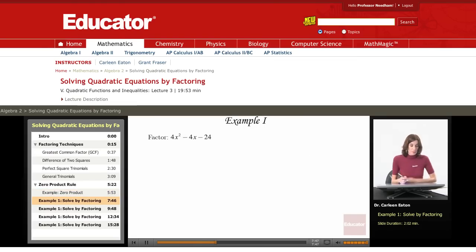So trying this out, first I'm just asked to factor. And recall that the first thing you want to do is factor out any greatest common factor, because that's going to make whatever's left much easier to work with. And I see that I have a greatest common factor of 4. So this factors into 4 times x squared minus x minus 6.